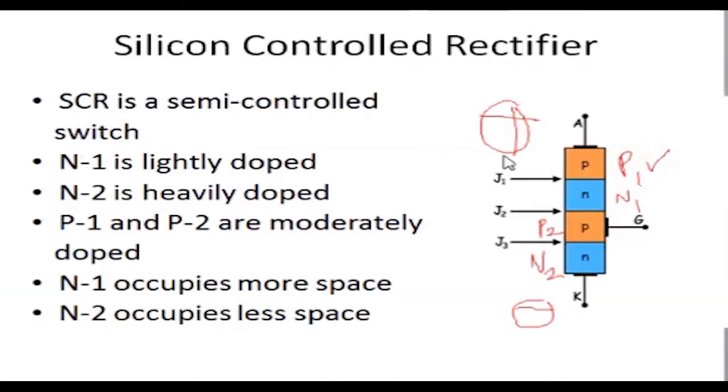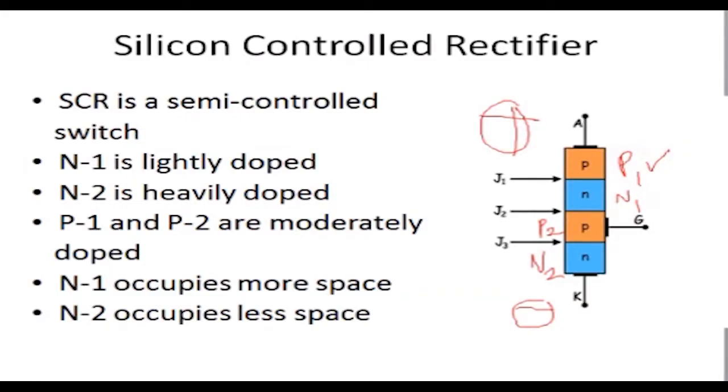Since it is forward biased, it cannot block much voltage. This junction J1 cannot block the voltage, and J3 cannot block the voltage. Therefore, what is blocking the flow of electrons and holes now? J2. J2 acts like a very big wall, and it will not allow electron and hole movement from anode to cathode. That's why the switch is in the off condition.